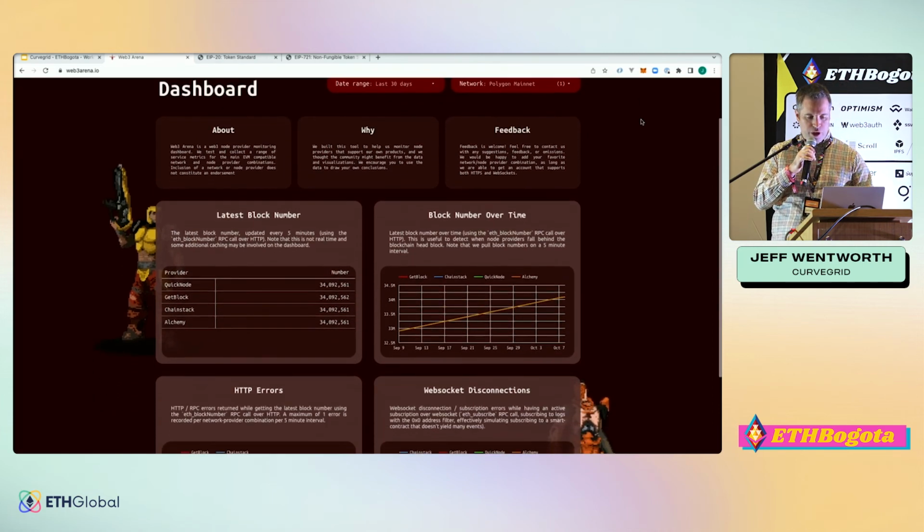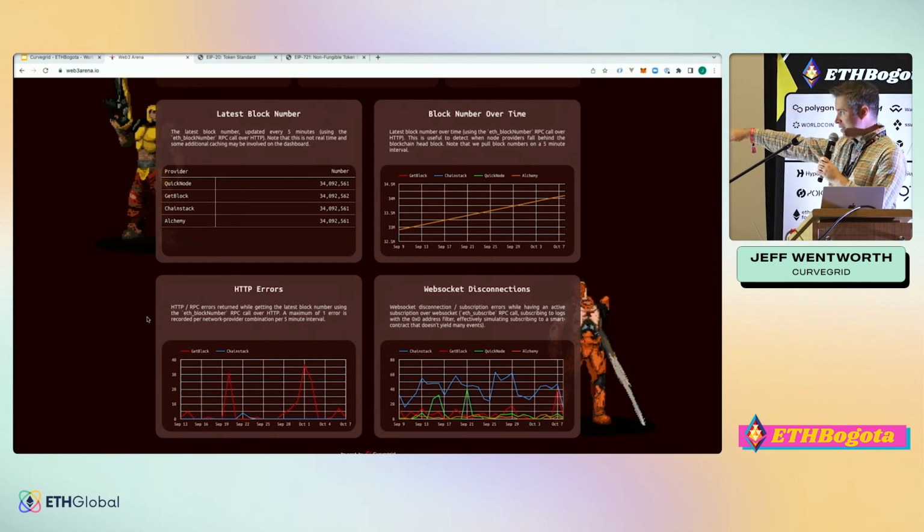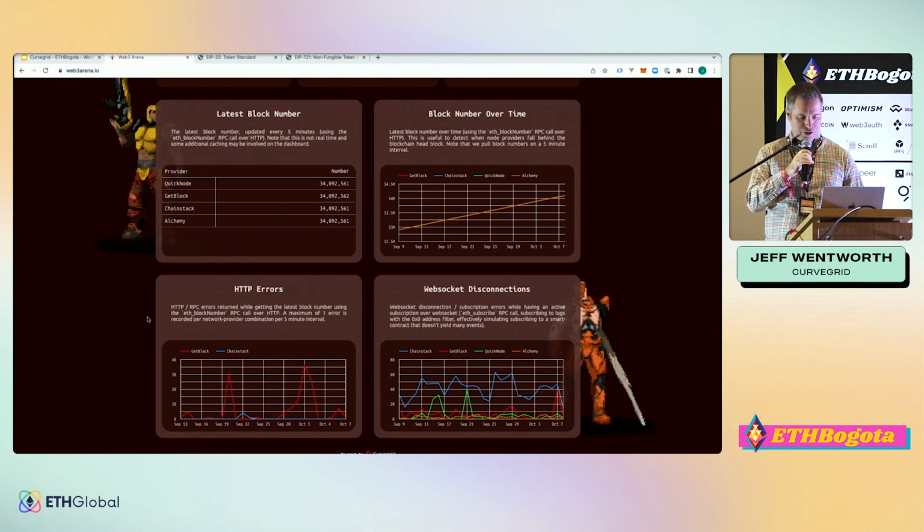Each of these different boxes here, these 4 boxes, sort of describe the kinds of data that we're looking at. So we're looking at the latest block number by calling eth_blockNumber on a 5-minute interval. And as you'd expect, they're all pretty much in lockstep with one another. We're looking at HTTP errors. So it's really quite brain dead simple. We just call eth_blockNumber, again, every 5 minutes and see how often we get back an HTTP error. If there's no lines there, it's because we haven't received any errors in the last 30 days.